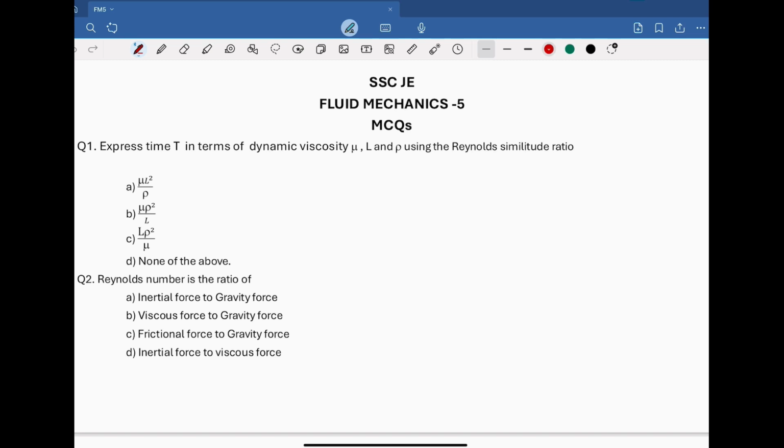Till now, I have released 4 fluid mechanics lectures on important properties of fluids and some definitions. In this lecture, I want to take up 10 MCQs depending upon the lectures I have given, from lecture number 1 to lecture number 4 on fluid mechanics, definitions and properties. Now, let us take question number 1.